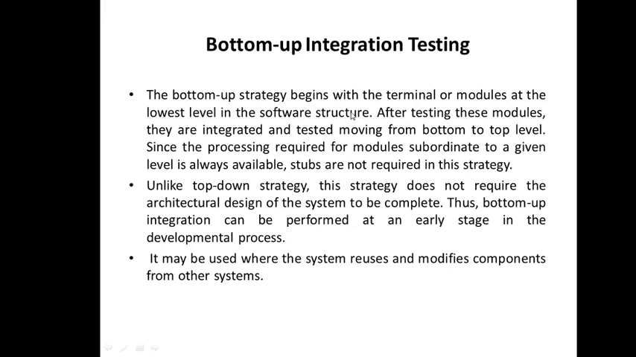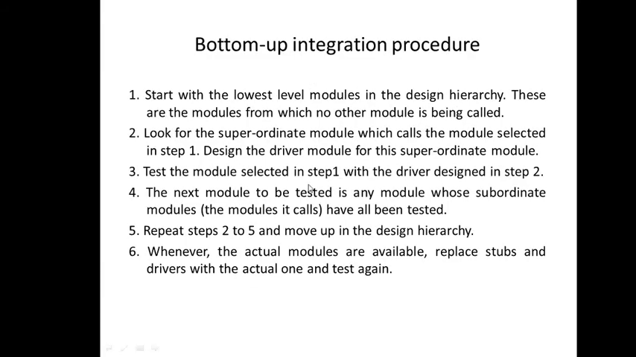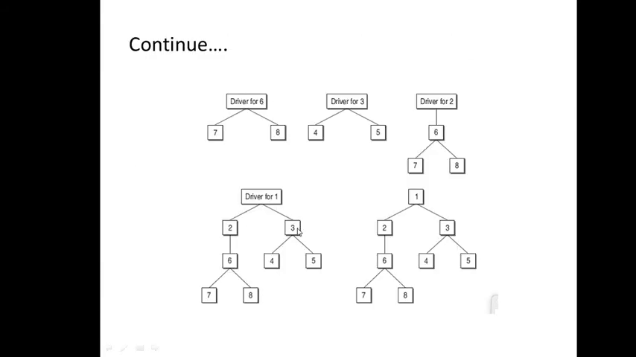Now bottom-up integration testing. So bottom-up integration testing is like the opposite of the previous one. We start with the leaf modules and we move towards the root modules. Let's see the procedure given here. Now the diagram directly, the example. So same example, the complete structure is this. Now we have to go for bottom-up. So we'll take the last two modules first.